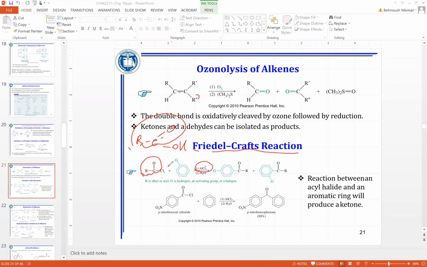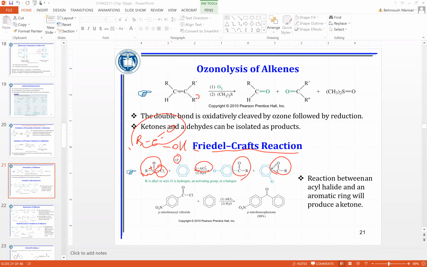Aluminum chloride would remove the Cl with the pair of electrons, and then you get the plus charge on the carbonyl group. And that's going to make it a strong electrophile, and it is going to react with the benzene ring. If we do have an electron donor group here, then the acyl group can go to either the ortho position or the para position. So you get a mixture of two products.